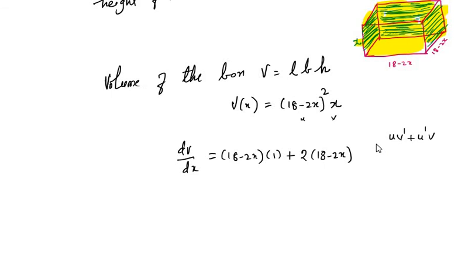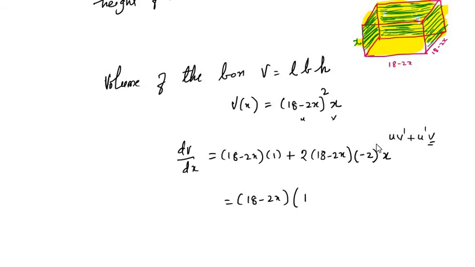Then if I differentiate once again, 18 becomes 0. Differentiation of minus 2x is minus 2 into v. What is v here? That is x. Now this we can simplify. Here 18 minus 2x is common. If I take common, I will be getting out 1. Here 18 minus 2x.